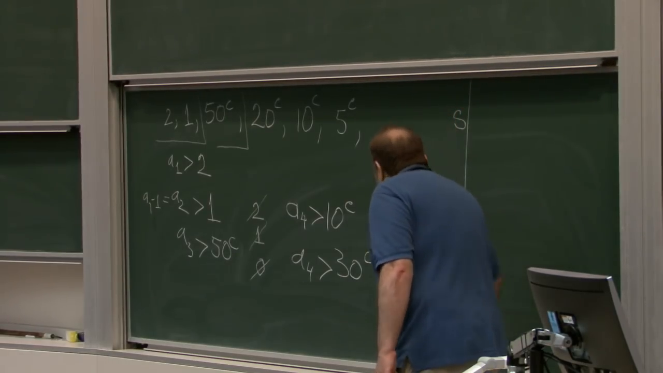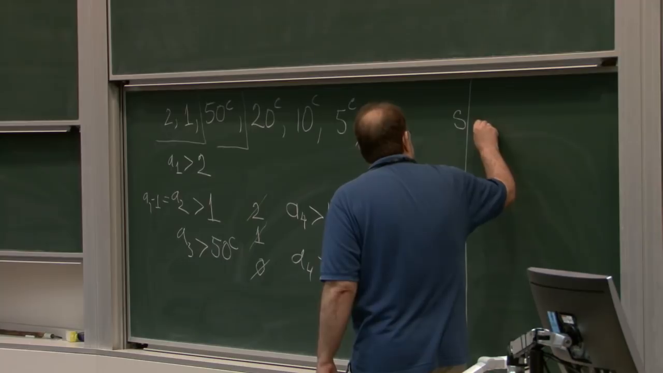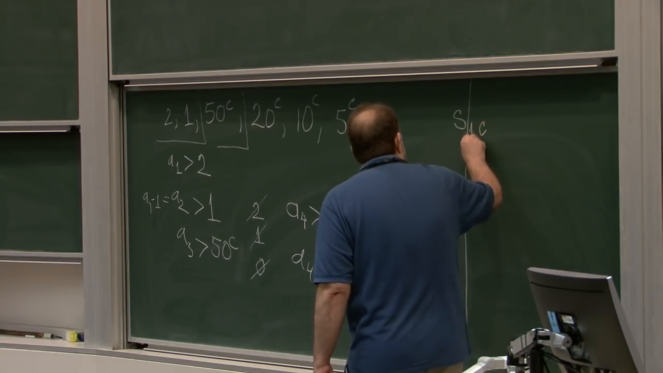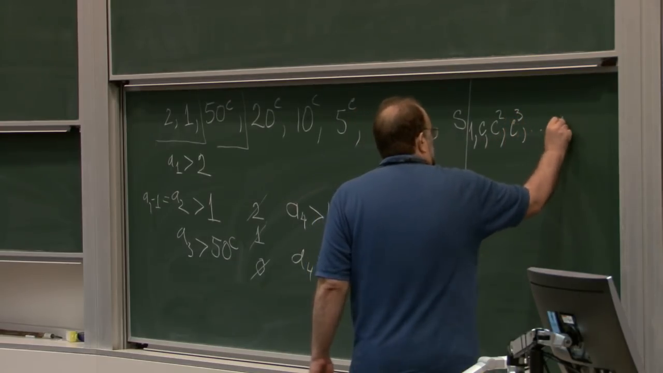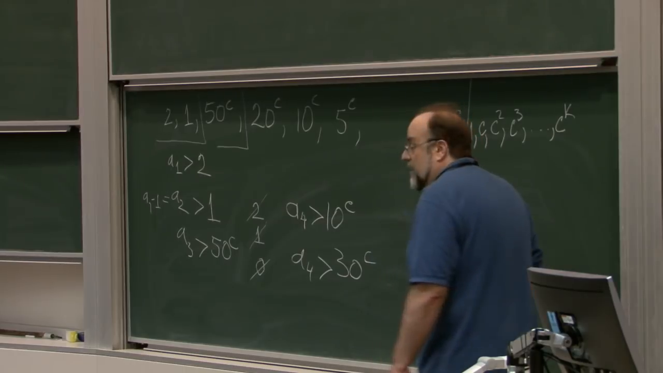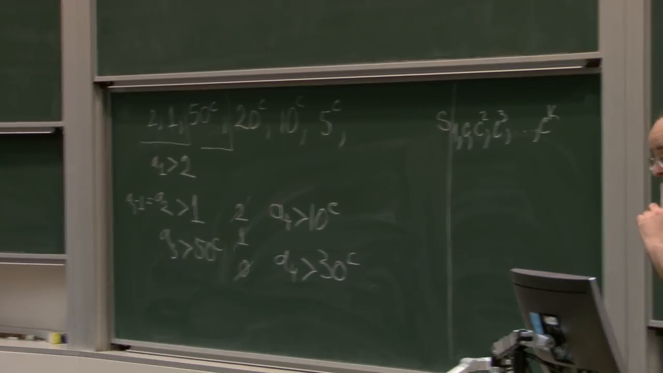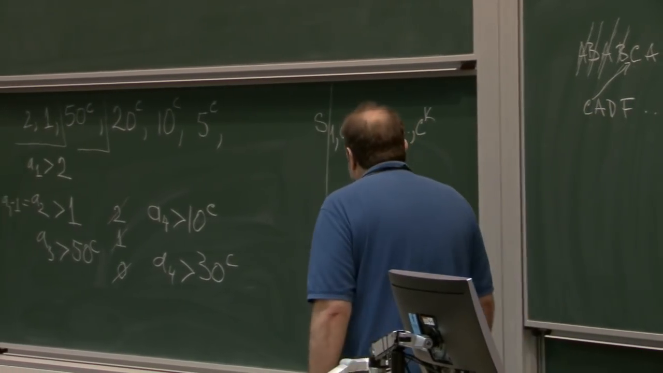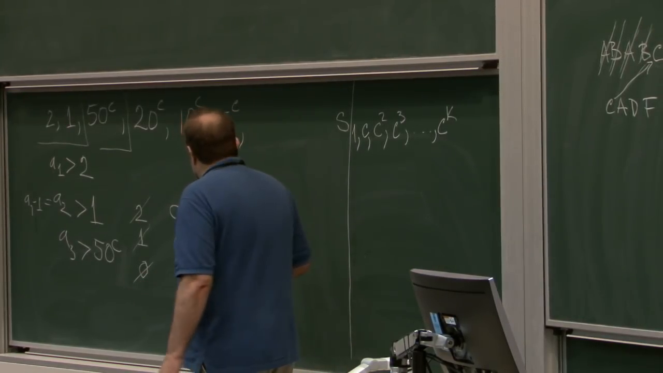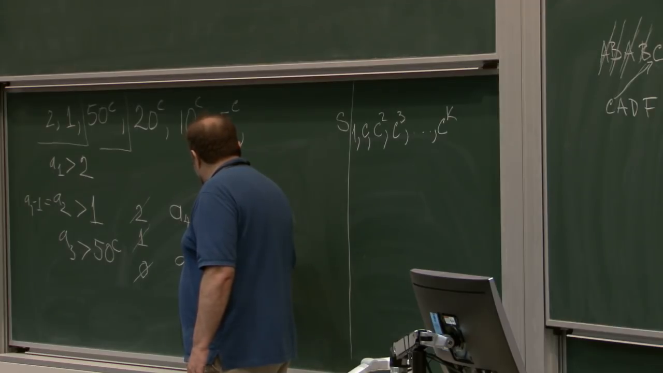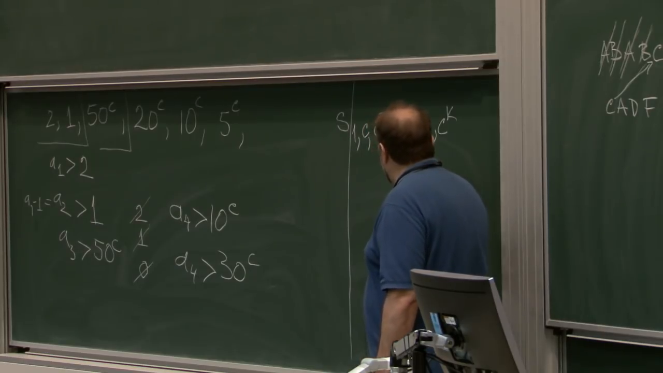So another case when greedy works: if your denominations are, say, 1, C, C squared, C cubed, up to C to some power K. If these are your denominations, then greedy still works. Try, as homework, to show that. Well, let's see. Why would greedy work?